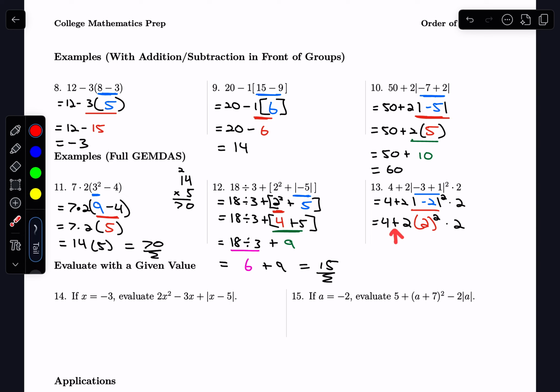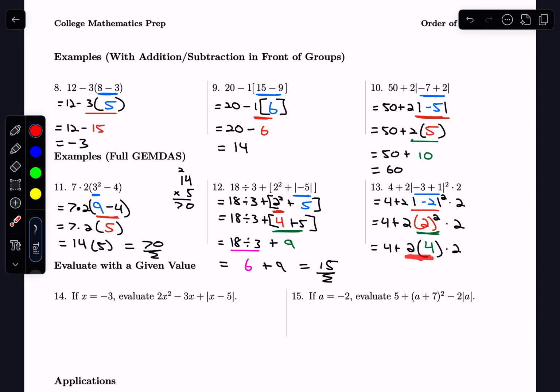We have addition, we have multiplication, we have an exponent, and we have more multiplication. So the exponent comes before all of those multiplications. So what I'm going to do next here is do 2 squared in the middle, which gives me 4, and the rest of the problem is going to stay 4 plus 2 times 4 times 2. Okay, now I have multiplication in 2 spots. I can go ahead and multiply it all together at once.